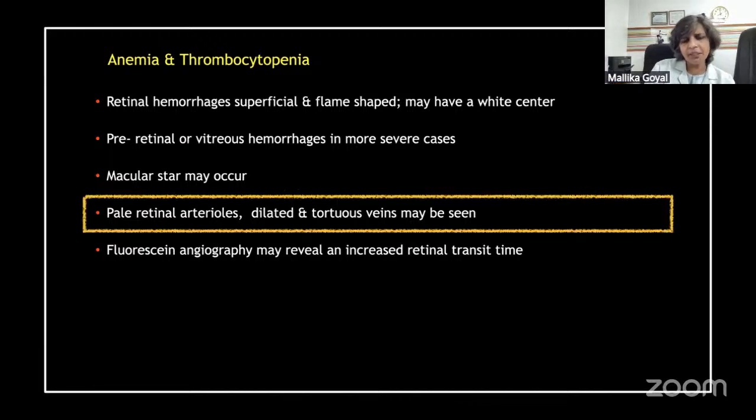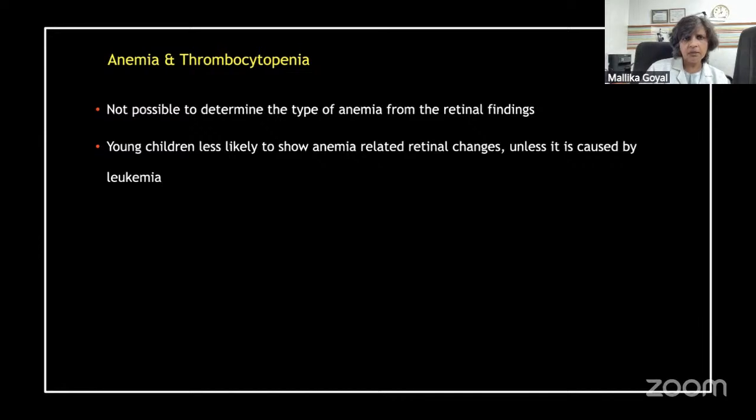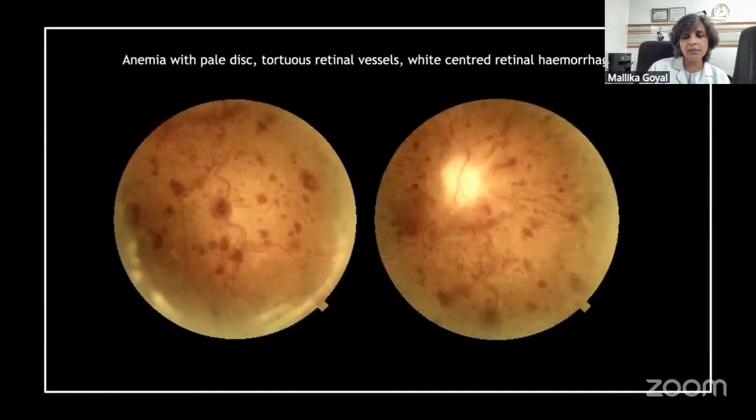Now, in addition to the mentioned hemorrhages, which can be superficial and flame-shaped, or they may be deep and dot and blot, these hemorrhages may have a white center. They may be pre-retinal or vitreous hemorrhages. Macular star may be there, but more specifically, pale retinal arterioles, dilated and tortuous veins may be seen, and fluorescein angiography may show an increased retinal transit time. So it is generally not possible to determine the type of anemia from the retinal findings. And unlike hypertensive retinopathy, anemic retinopathy is seen more commonly in adults and not in children, unless it is caused by leukemia, where it may be also seen in children.